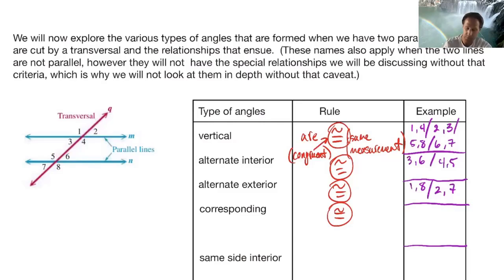Okay, so again, for example, 1 and 5 would be another pair. 2 and 6 we said. Another would be 3 and 7 and 4 and 8. Okay, those would be all the corresponding pairs that are therefore congruent.